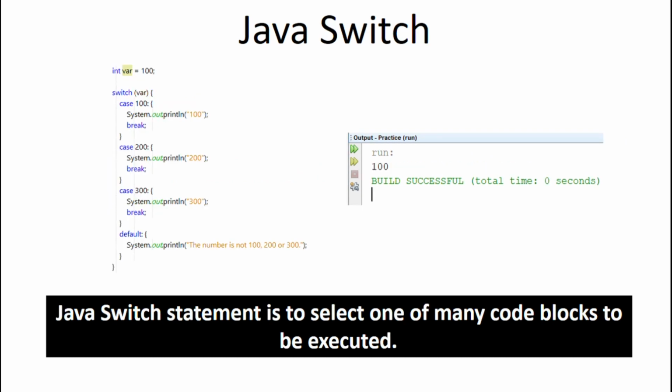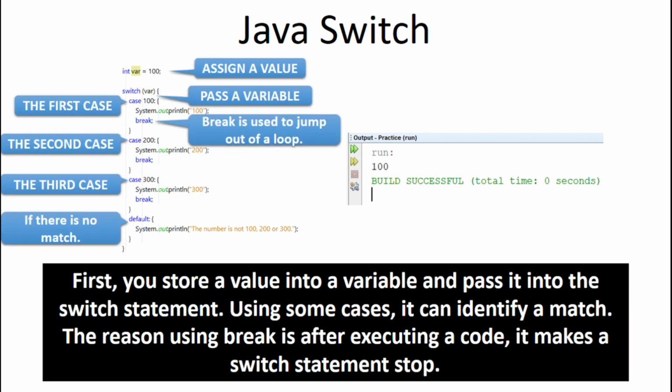The Java switch statement is used to select one of many code blocks to be executed. First, you store the value into a variable and pass it into the switch statement. Using some cases, it can identify a match. The reason for using break is that after executing a code block, it makes the switch statement stop.